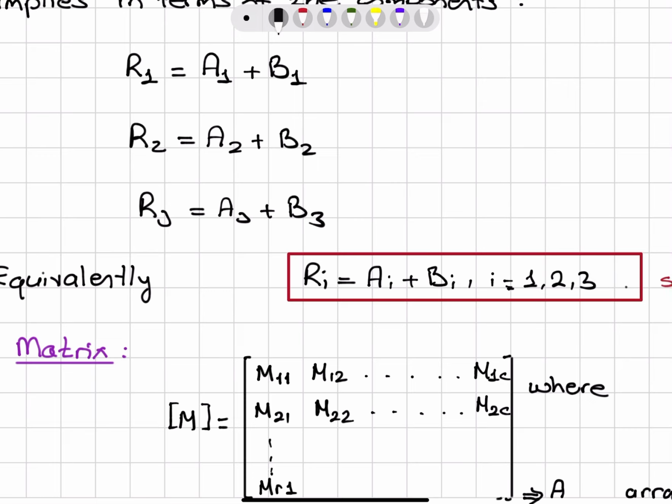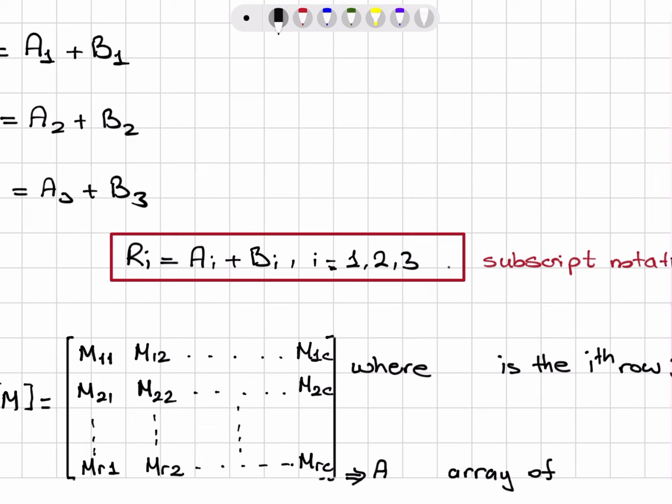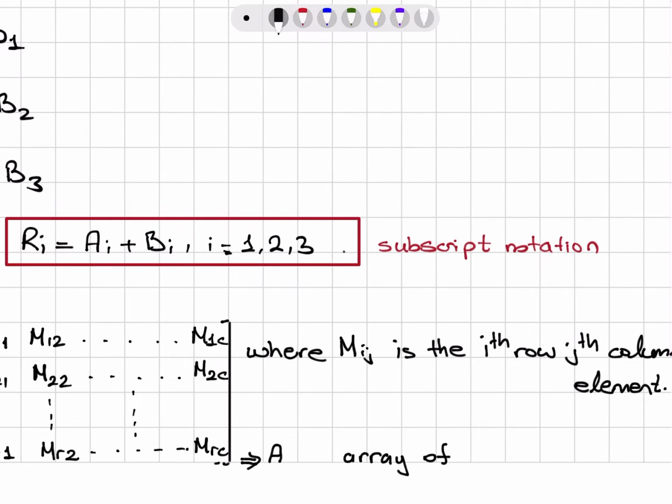and M R1, r-th row first column, M R2, r-th row second column, etc. And then I have M sub RC, r-th row, C-th column. So here M sub ij is the i-th row, j-th column element of this, and you can see that a matrix M is a two-dimensional array of numbers.